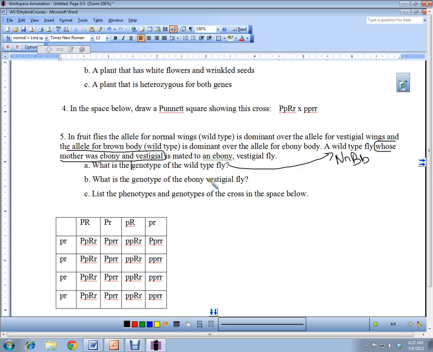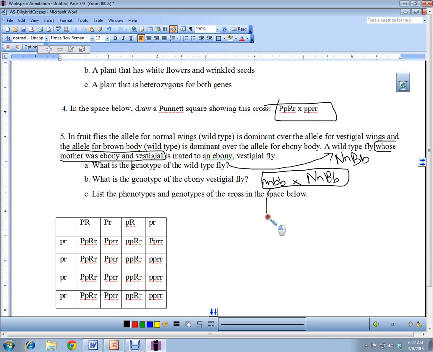So what would the genotype of an ebony vestigial fly be? Ebony is recessive to brown, so we know that they're going to have 2 little b's. Vestigial is recessive to normal, so we're going to have 2 little n's. It says list the phenotypes and the genotypes of the cross in the space below. Some of you picked up on this, so what we're actually doing is we're crossing these 2 together. And some of you picked up on the fact that these were the same as these, just with different letters.